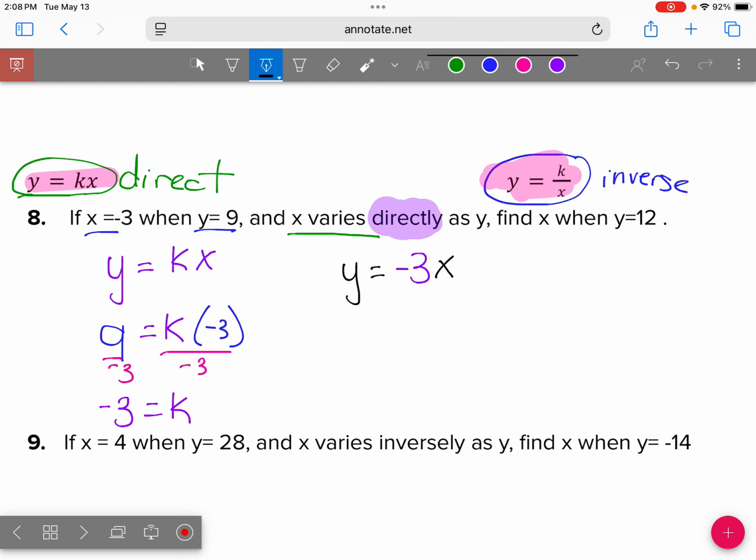So if we want to find x when y is 12, we substitute that piece in. I know my y is 12, and we have negative 3 times x. So what is our x going to be?